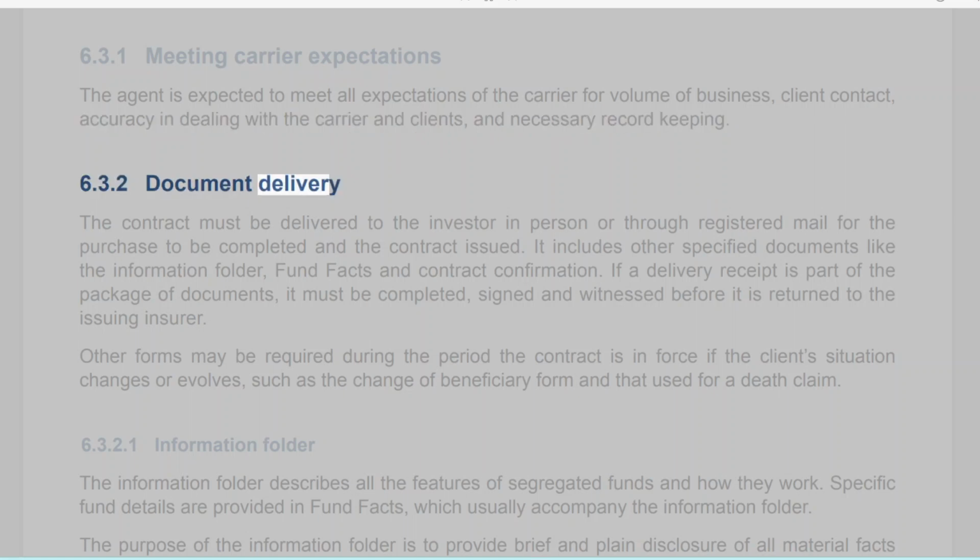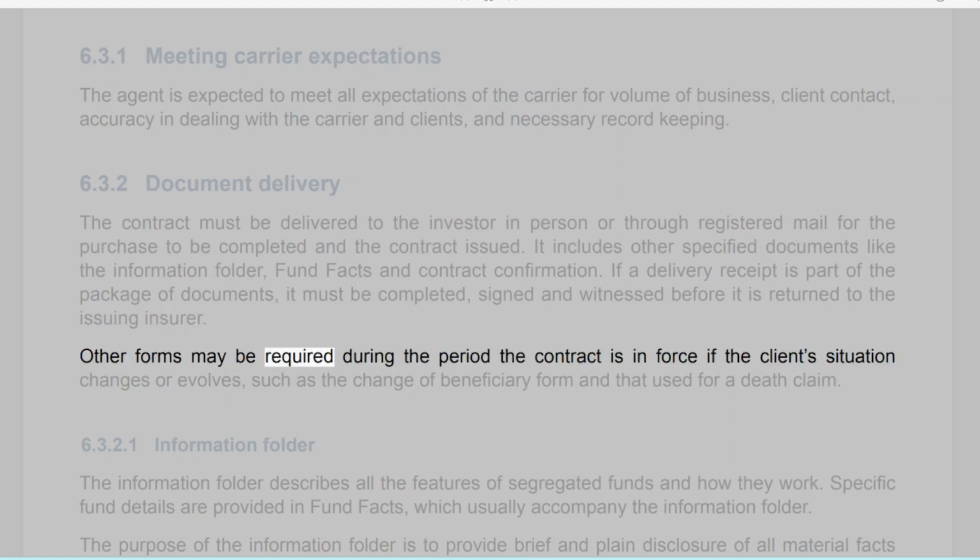6.3.2 Document delivery. The contract must be delivered to the investor in person or through registered mail for the purchase to be completed and the contract issued. It includes other specified documents like the information folder, fund facts, and contract confirmation. If a delivery receipt is part of the package of documents, it must be completed, signed, and witnessed before it is returned to the issuing insurer.